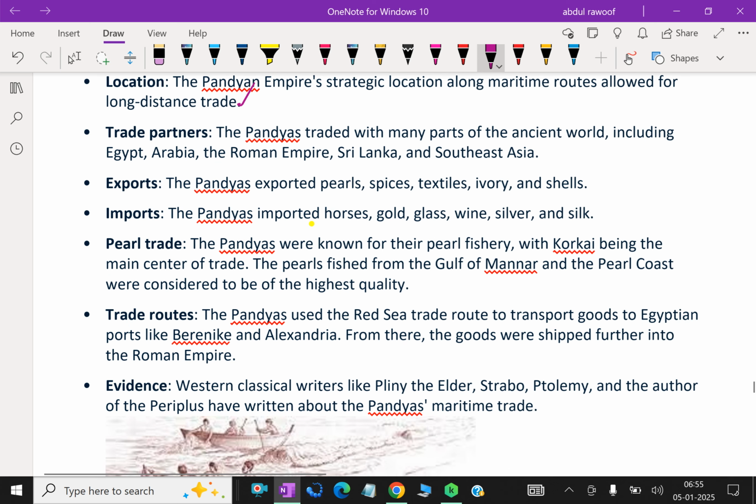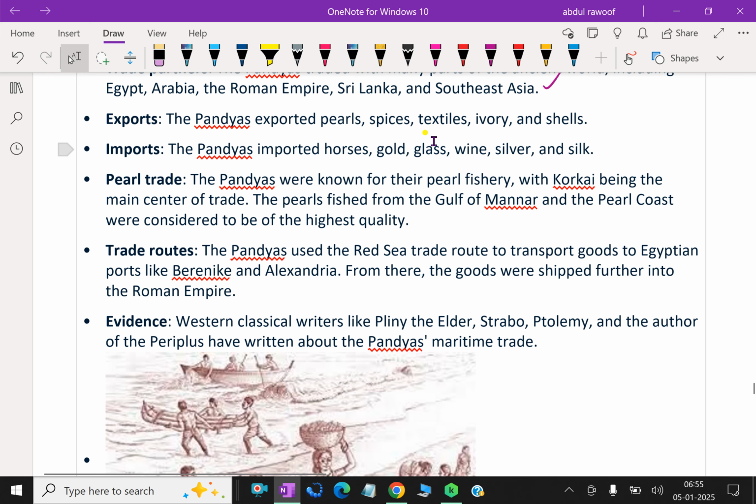Trade partners. The Pandyas traded with many parts of the ancient world, including Egypt, Arabia, Roman Empire, Sri Lanka, and Southeast Asia. The Pandyas exported pearls, spices, textiles, ivory, and shells. The Pandyas imported horses, gold, glass, wine, silver, and silk.